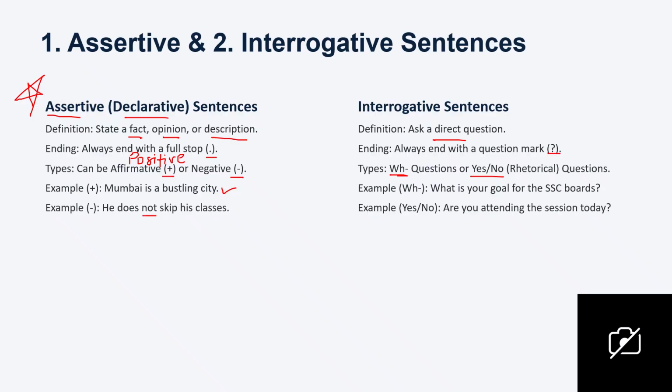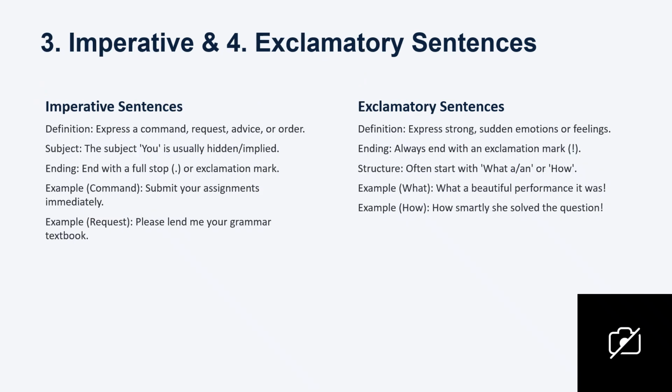Now let us look at an example. What is your goal for the SSC exam? See, a WH type of question, there is a question mark at the end. So what type of sentence is it? Definitely it is an interrogative sentence. Let's look at the yes or no type of question. Are you attending the session today? So what do you think? What can be an answer here? It can be yes or no. So this is a yes or no type of question, which is again an interrogative sentence. I hope everyone is going good with the two sentences that we have discussed.